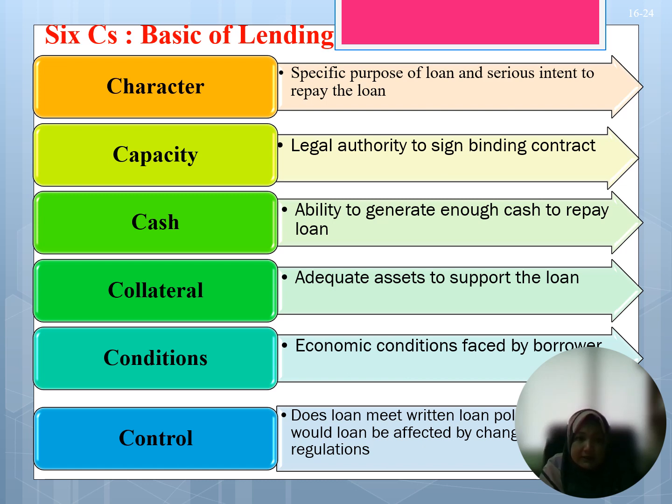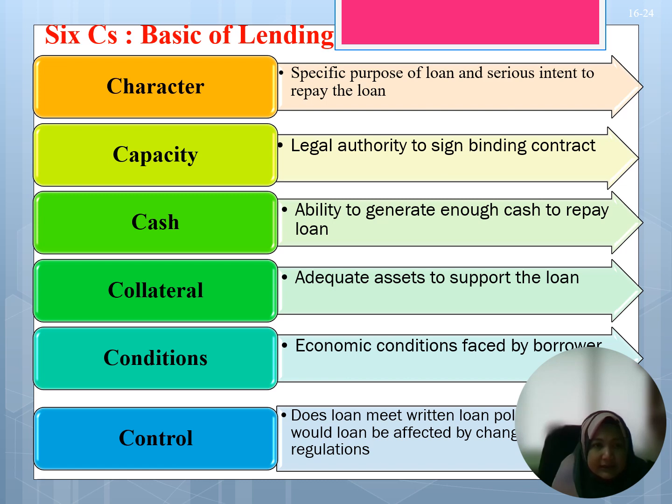What is meant by character? The bank will check the specific purpose of the loan and the serious intention to repay the loans, especially for business loan borrowers. When they apply for the loan, they mention how much profit they aim to get, give a proposal to the bank, and request a certain amount of loans. The bank can call the potential borrower for an interview, and from that interview the bank can know their characteristics. Sometimes from the purpose of the loan itself, the bank can check their characteristics.